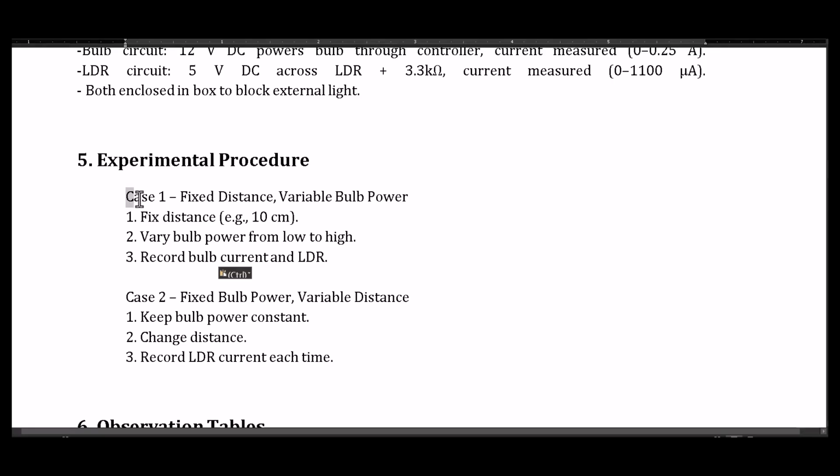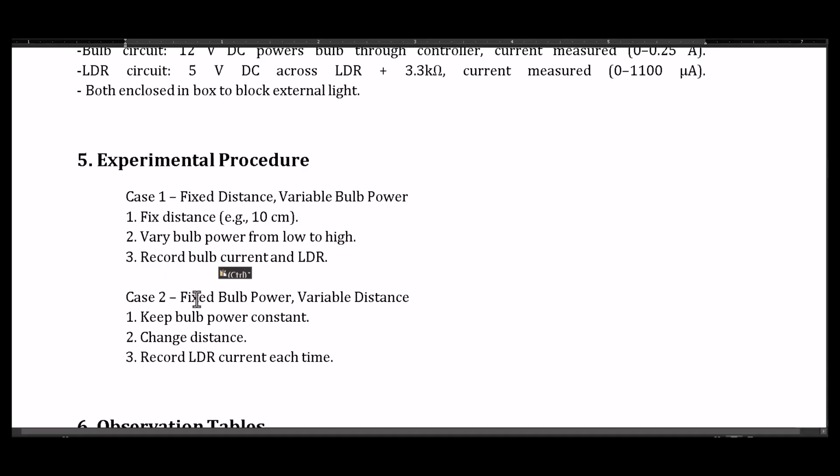Case one is that we keep the distance between the source and the LDR fixed. We vary the power of the bulb, that is the light intensity. For simplicity we take 10 centimeters between them. We vary the power from low to high and record the current through this LDR. So this is case 1.